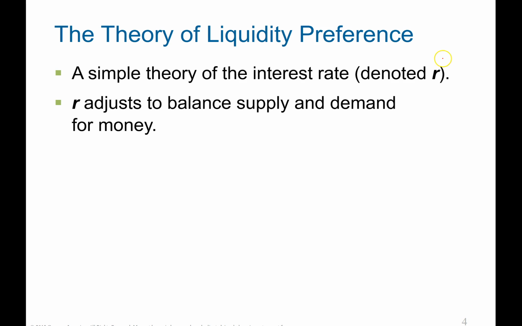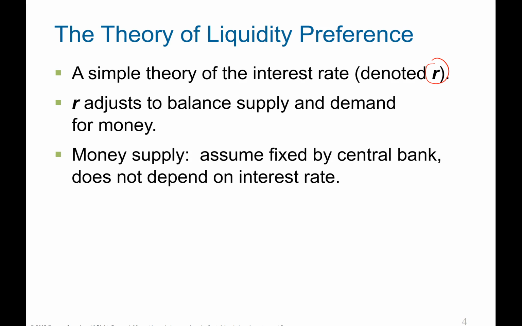We use this small r to tell us about the interest rate. And the interest rate adjusts to balance supply and demand for money in the market for money. Money supply, we assume it's fixed by the central bank. And remember, that's a simplifying assumption. We understand there are other factors that will go into the money supply, but for our purposes in creating these models, we assume that the central bank determines that.